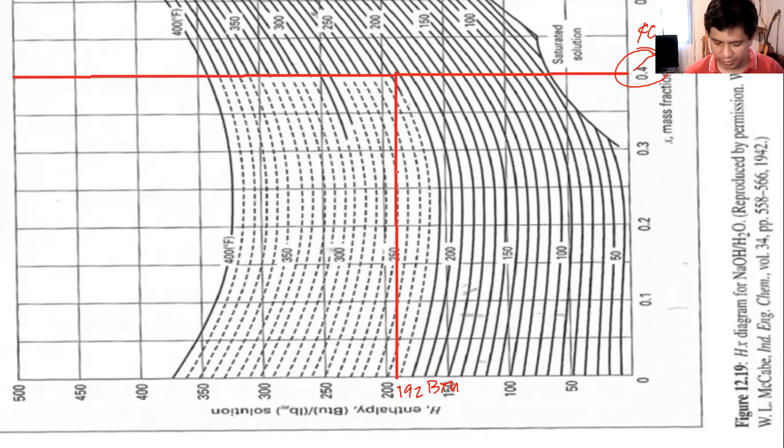Do you have any question? That's the reality of graphical solutions: the answer is not that exact. Any question regarding letter A? So that's how you get the answer. Plot the BTU per pound mass here and the 40%, then draw lines and read the temperature. The temperature in the book is 220, so we estimate 210 to 220. Do you have any question?